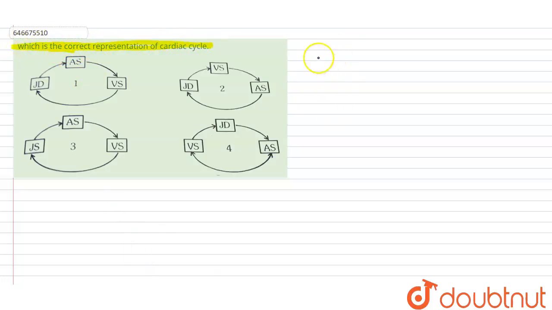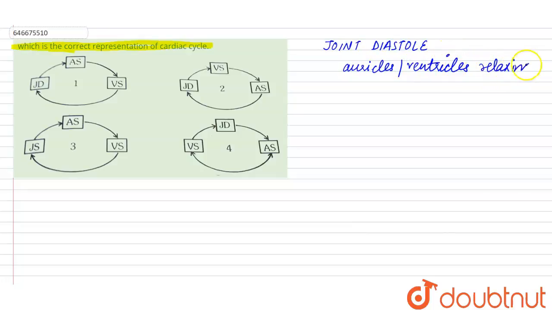So here we see the cardiac cycle, which is going to start from the first step, that is called joint diastole. In the joint diastole, all the 4 chambers are in the relaxed state. So auricles and ventricles are relaxing and blood is being filled into the auricles from the superior vena cava, inferior vena cava and the coronary sinus.